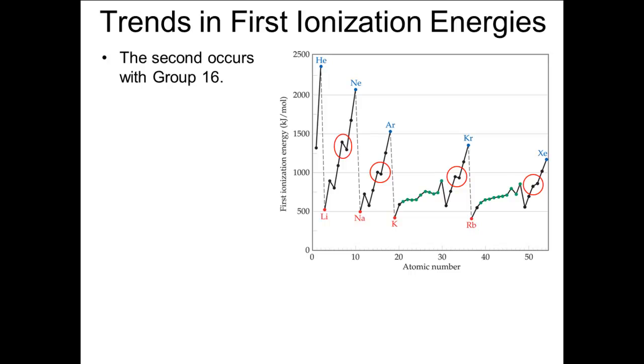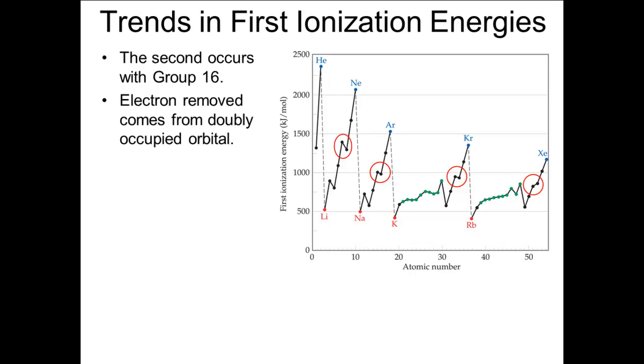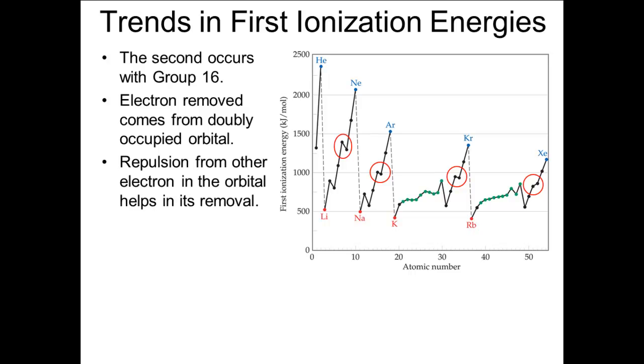The second exception occurs with group 16. The electrons are in the p subshell, but group 16 has one orbital that contains two electrons. The repulsion from this electron helps in the removal of the other electron, so the ionization energy is lower.